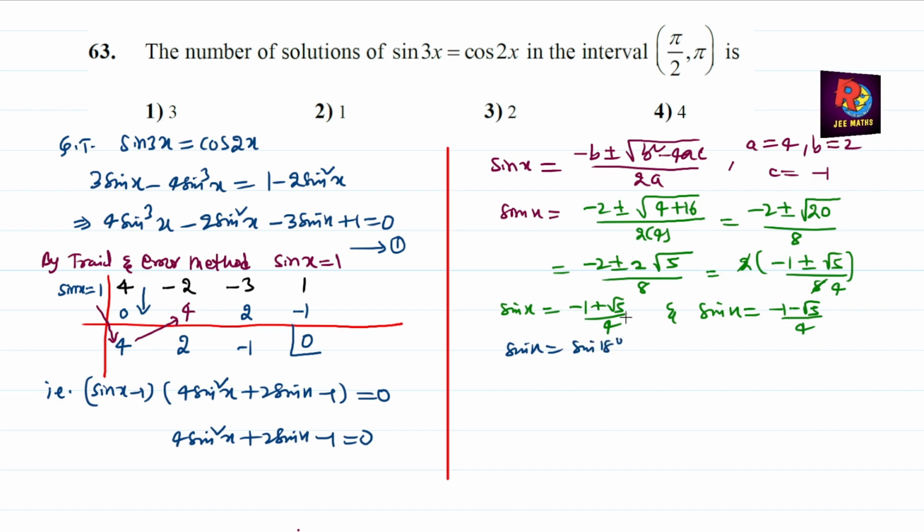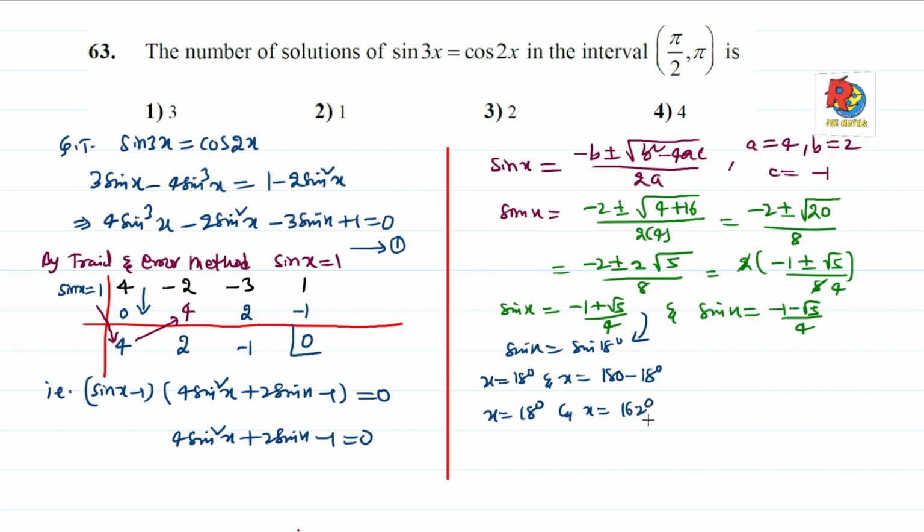sin 18 degrees value. This is nothing but sin 18. I can write this value as sin 18. If it is first quadrant, sin 18, so x equals 18 positive here, and x equals 180 minus theta, since sin theta equals sin 180 minus theta also. That's why I can write sin 180 minus theta also, it is possible. And this is the first case. So here first case, x equals 18 degrees and x equals 162 degrees.